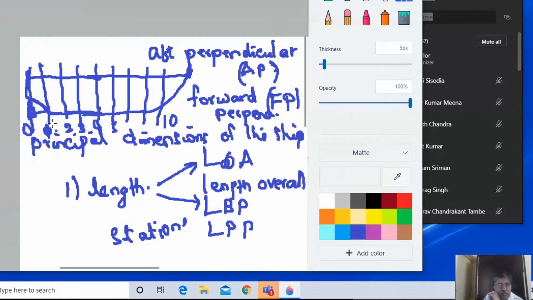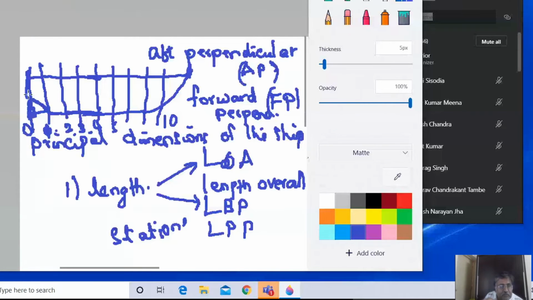Okay, so this is the aft perpendicular and this is the forward perpendicular, and the distance between these two perpendiculars is what we call as LBP, length between perpendiculars, or LPP, length from perpendicular to perpendicular. So this is basically what is meant by a perpendicular and a length between perpendiculars. You can see the distance is not exactly the same. The length overall is this whole distance, whereas the length between perpendiculars is only this.